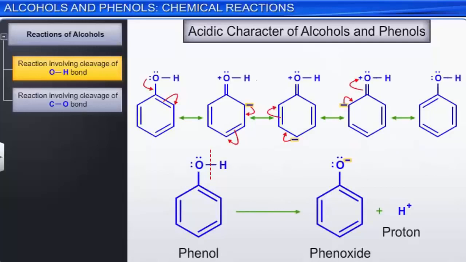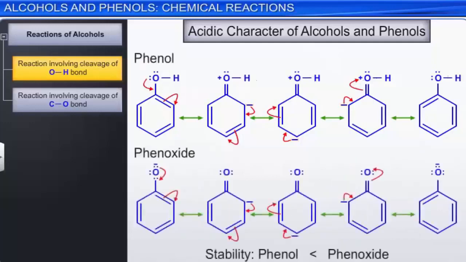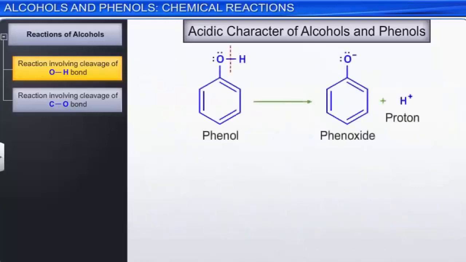Note that, in phenol, the charge separation in the resonating structures makes it less stable than the phenoxide ion. Hence, phenols lose a hydrogen ion more readily than alcohols. In other words, phenol is a stronger acid than alcohols.